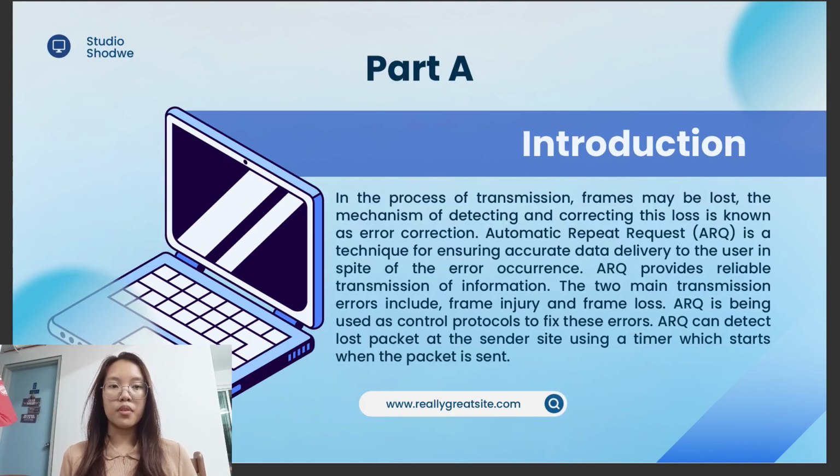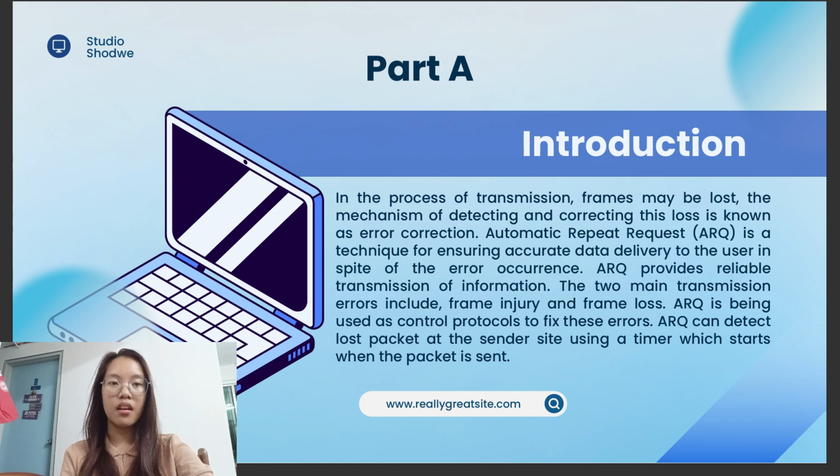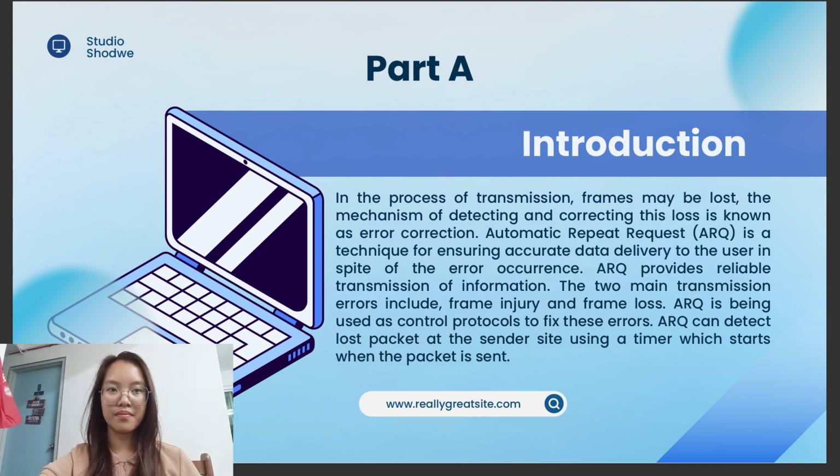In networking, during the process of transmission, the frames may be lost, and the mechanism of detecting and correcting this loss is known as error correction. Automatic repeat request (ARQ) is a technique for ensuring accurate data delivery in spite of error occurrence. ARQ provides a reliable transmission of information, and the two main transmission errors include frame injury and frame loss. ARQ is used as a control protocol to fix these errors and can detect a lost packet at the sender side using a timer which starts when the packet is sent.